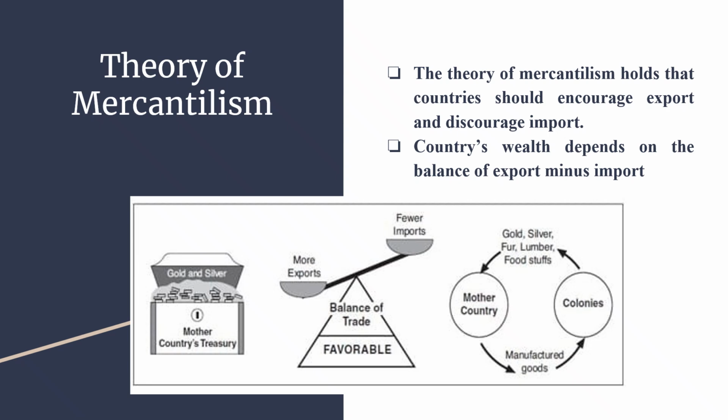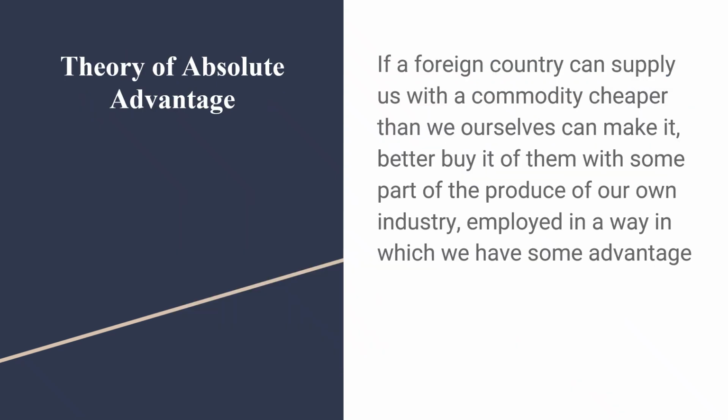and the country's wealth will depend on the balance of export minus import. And also this theory sees if the country has abundant gold, then the country is wealthy. So this is about the theory of mercantilism. So next let us see the theory of absolute advantage.